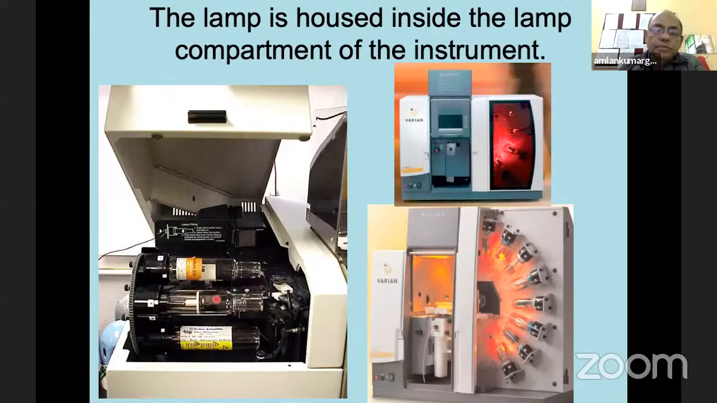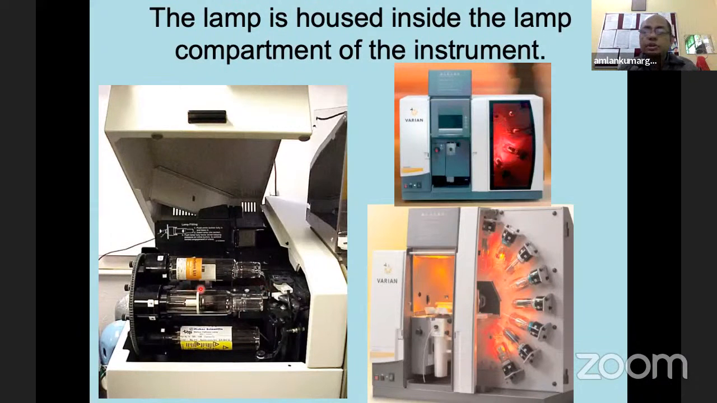So you see, these are the places where the lamps are housed. This is the housing of the lamp. This is like a turret of a machine gun. So it will move like a machine gun. So suppose I want zinc, and this is the zinc one. It will move and come in position before the analysis starts. So this is one type of instrument.